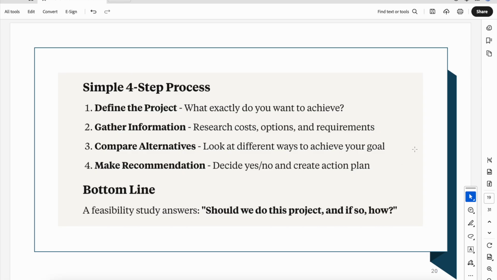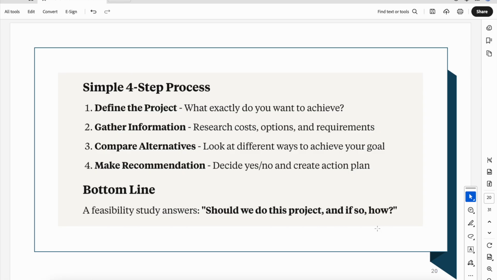Step number 3. Compare alternatives. Look at different ways to achieve your goal. Consider various equipment options, implementation approaches, and financial methods. Step number 4. Make a recommendation. Decide yes or no and create an action plan. Provide clear rationale for your decision and outline next steps.